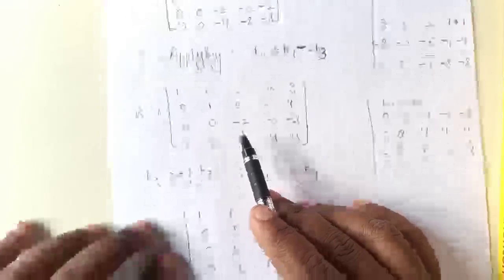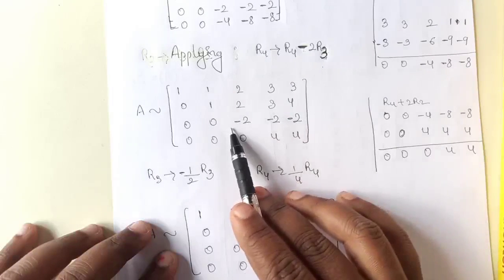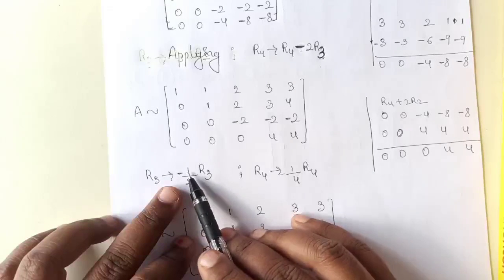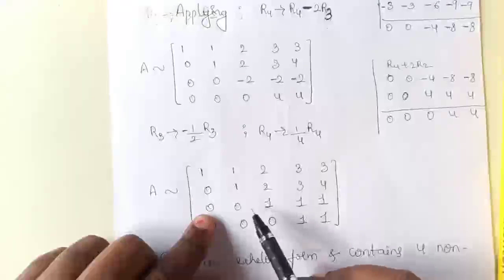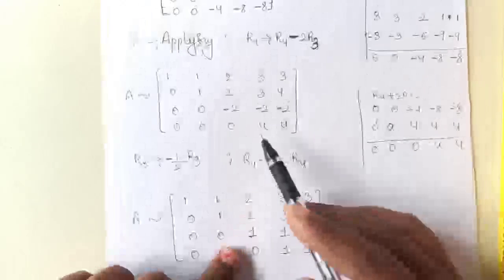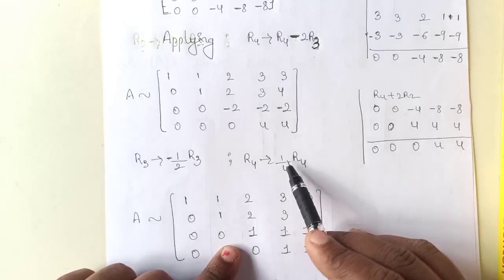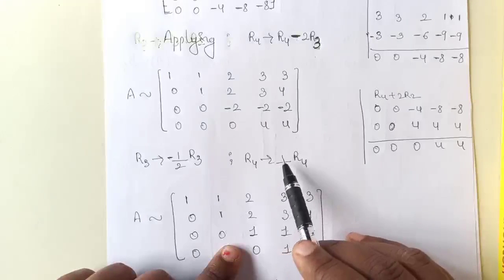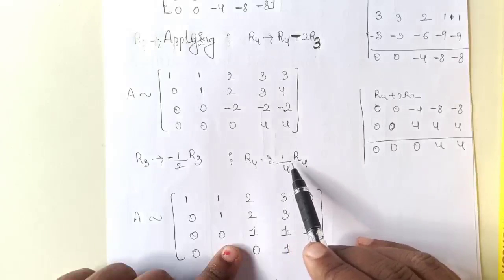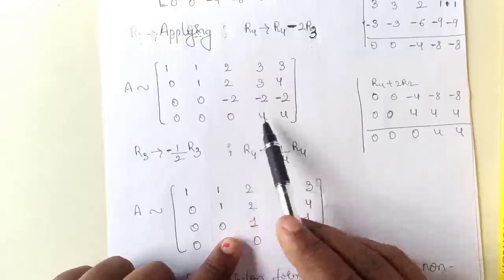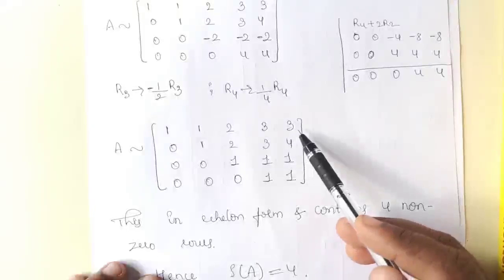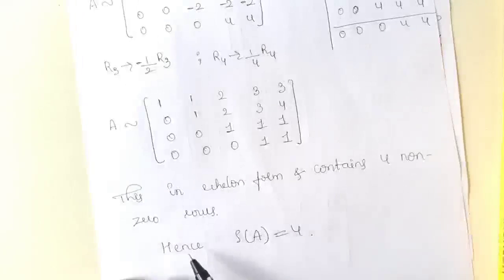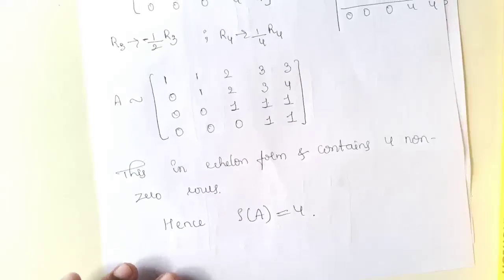Now multiplying R3 with minus 1 by 2 in order to make these terms 1, so that we get 0 0 1 1 1. So R4 is multiplied by 1 by 4. Applying the operation R4 equals 1 by 4 into R4, we get 0 0 0 4 by 4 equals 1, 4 by 4 equals 1. Now it is in the echelon form, and here we have 4 non-zero rows, therefore its rank is 4, right?